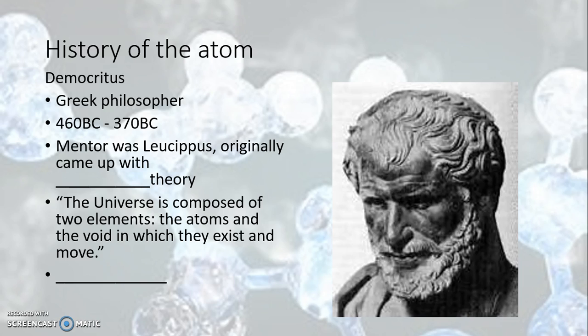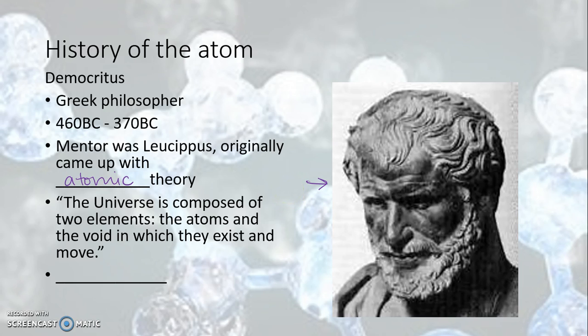It all started back in ancient Greece with this guy, Democritus. He was a Greek philosopher, and he lived from 460 BC to about 370 BC. He was around during the time where Aristotle was around. He was a little bit older than Aristotle, and his mentor was Leucippus, who is the guy who originally came up with this theory that we call the atomic theory.